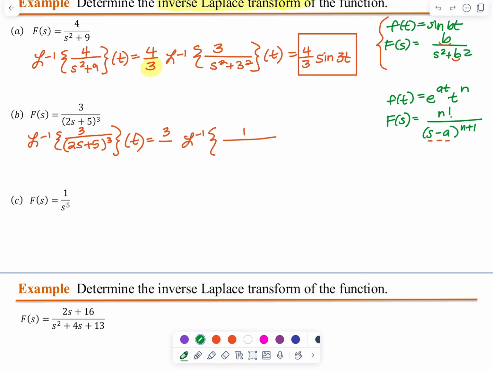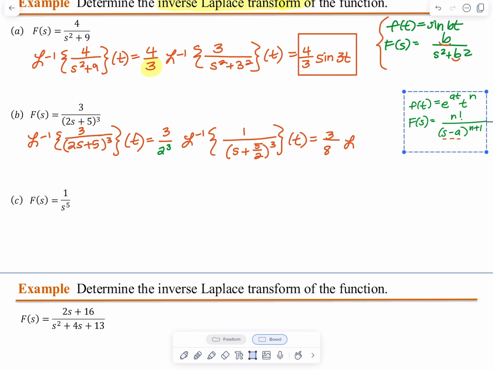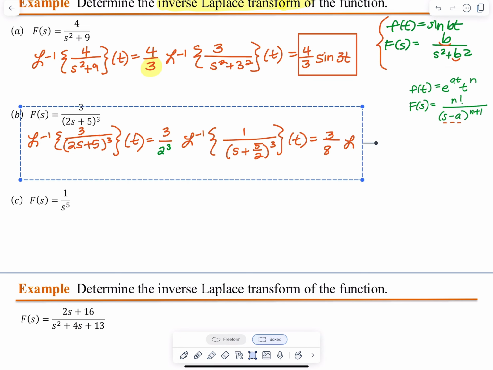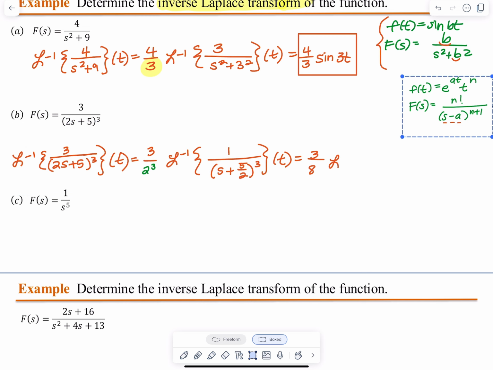So we have 2 cubed here, and now we have (s plus 5 halves) cubed of t. Now we have our form, 3 divided by 8. Now we do need to look at our form here. See if I can make that a little bit smaller. Okay, so I can also move this down a little bit. That's going to help us.